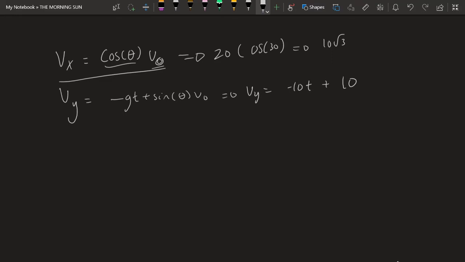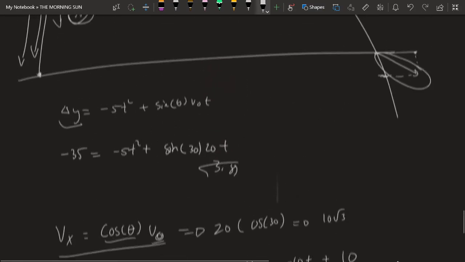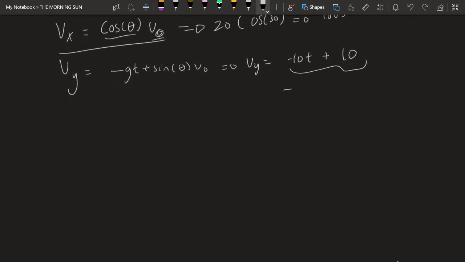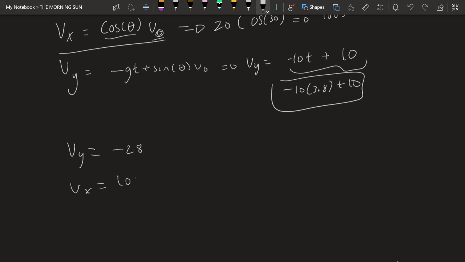And the time is 3 point, sorry, what's the time equal to? 3 point, where is it? Yeah, 3.8. Time is equal to 3.8, so we're going to get minus 10 multiplied by 3.8 plus 10. So Vy is equal to minus, let's see, minus 28. Vx is equal to 10 radical 3.